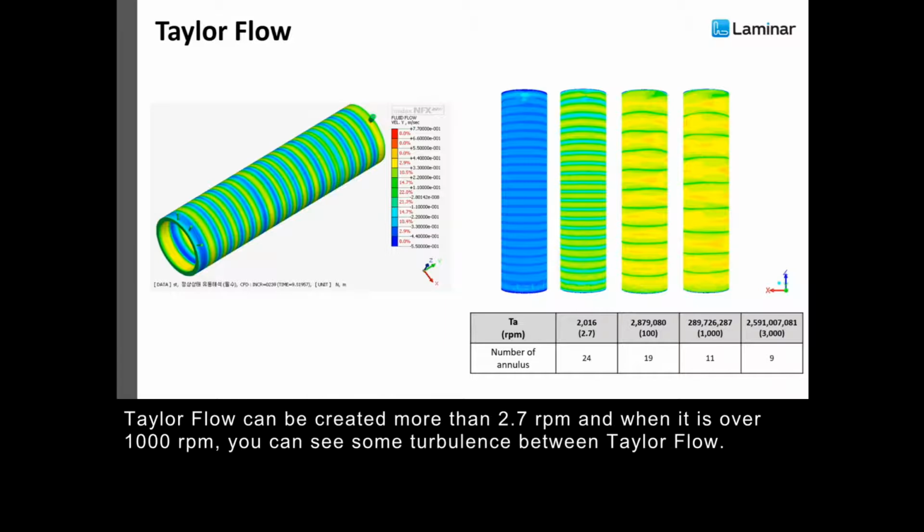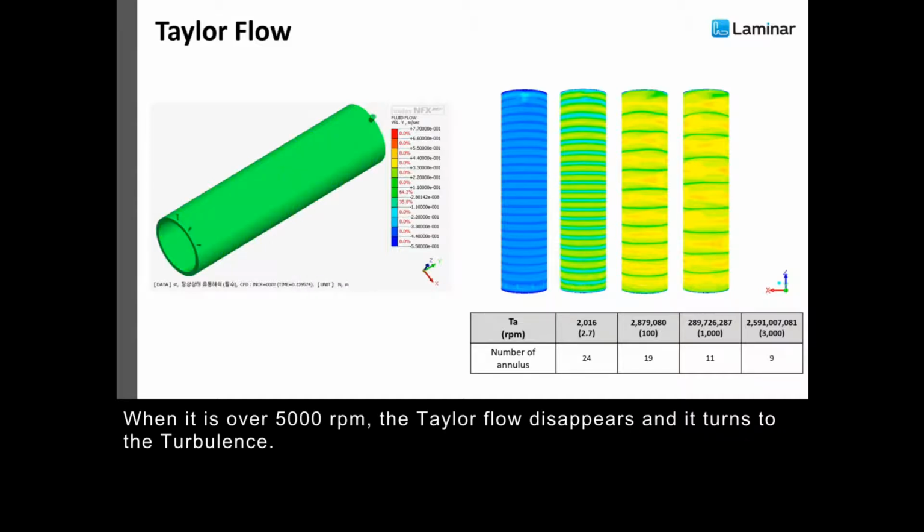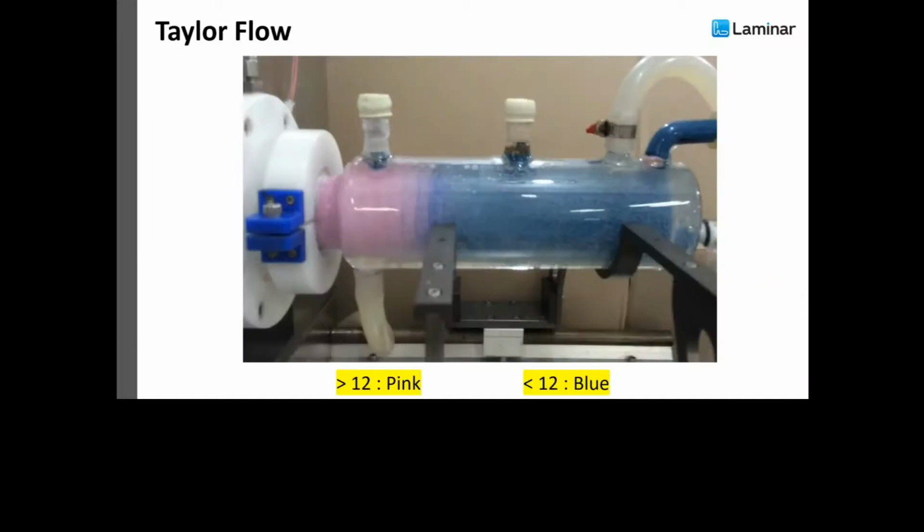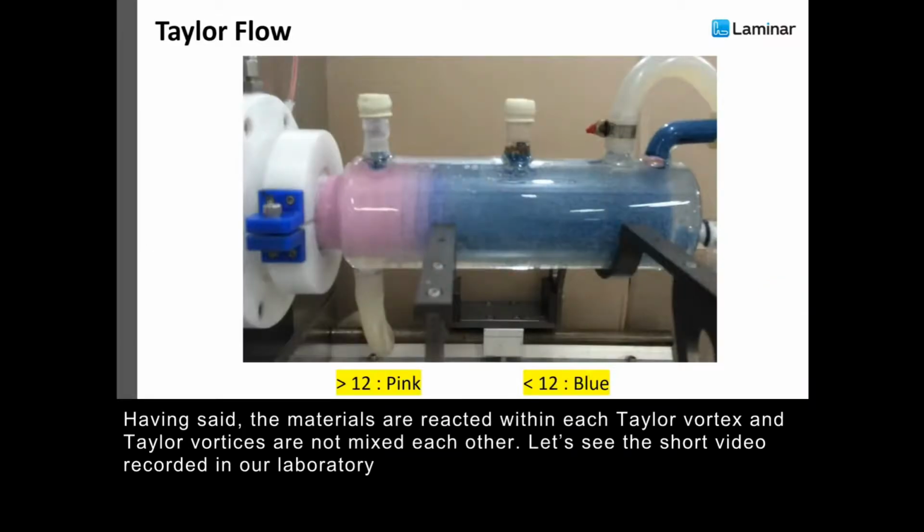So the Taylor flow can be created at more than 2.7 RPM, and when it's over 1000 RPM, you can see some turbulence between Taylor flow. When it's over 5000 RPM, the Taylor flow disappears and it turns to turbulence. Having said that, the materials are reacted within each Taylor vortex, and Taylor vortices are not mixed with each other.